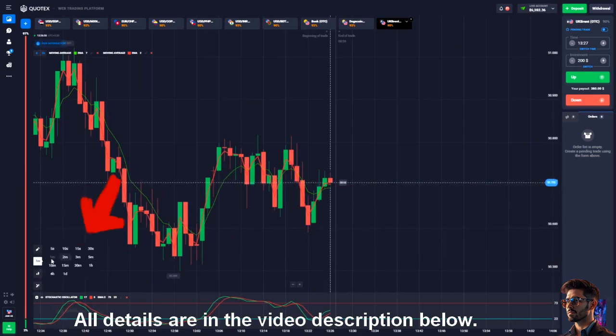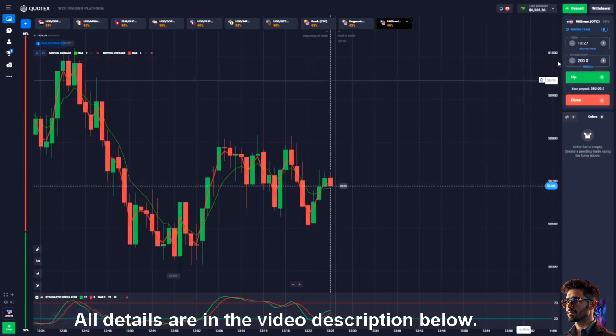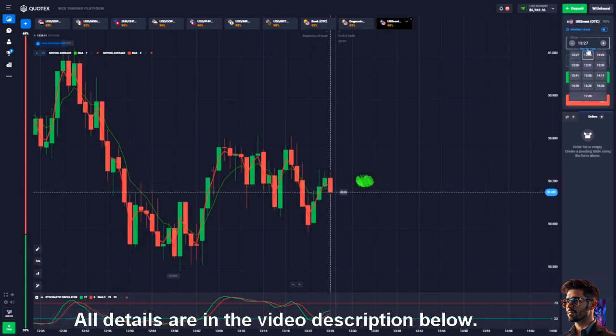The candle frame should be of 1 minute, and your trade time also should be of 1 minute only. Here you can see that we have made a profit of $200.